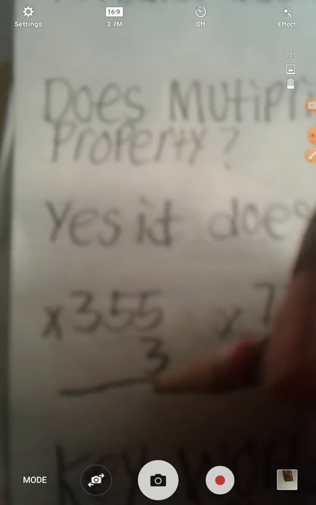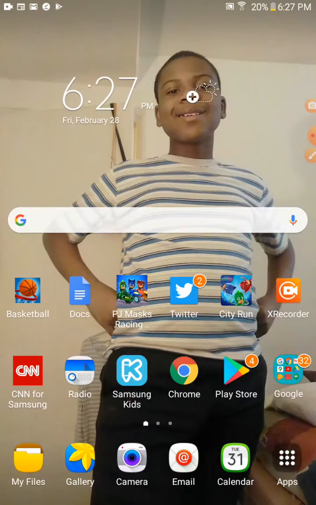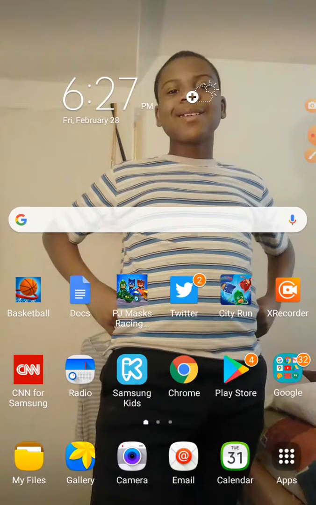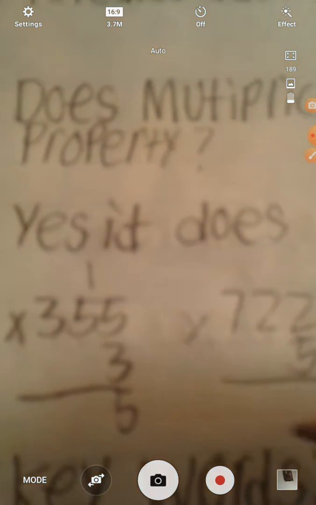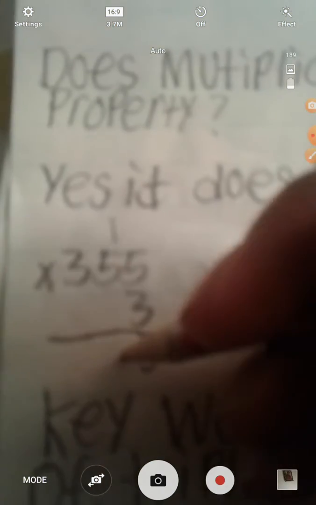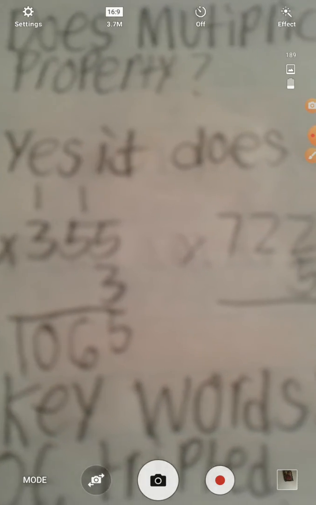So, in this example right here, we have 355 times 3. So 5 times 3 gives 15. Like addition, you carry that 1 to make space. 3 times 5 equals 15, plus 1 gives you 16. 3 times 3 equals 9, and then you get 10. So the answer to 355 times 3 equals 1065. Let's try another one.